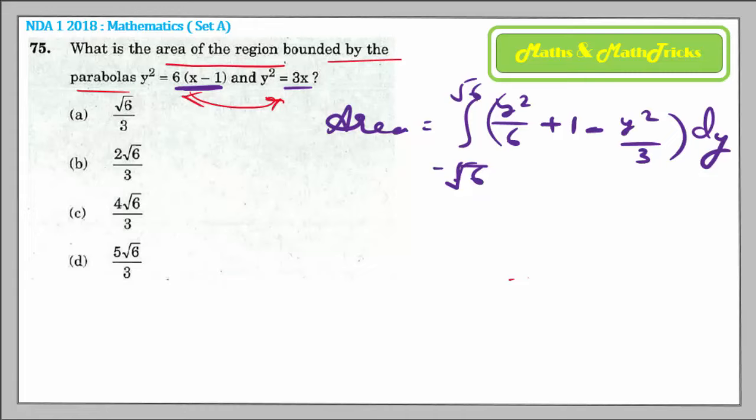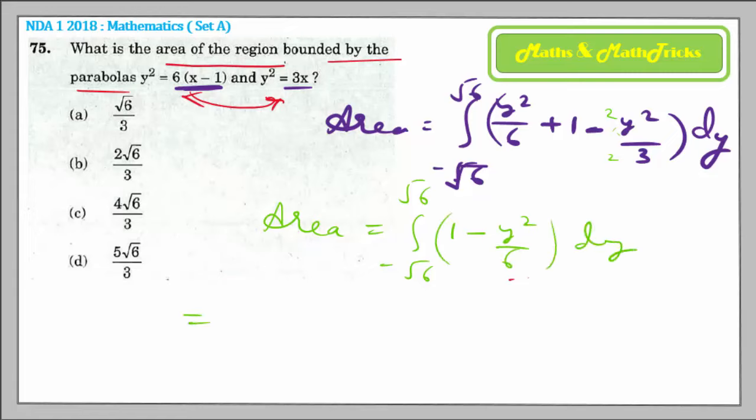Let us evaluate this integral. So this is basically area is equals to integral from minus root 6 to root 6 of y square by 6 plus 1 minus y square by 3. Let us simplify this. The LCM is 6, right? So what do we get? 1 minus, here we are multiplying by 2, so 1 minus 2 minus 1. So it will be y square by 6. So this will be the simplest function that we have arrived.